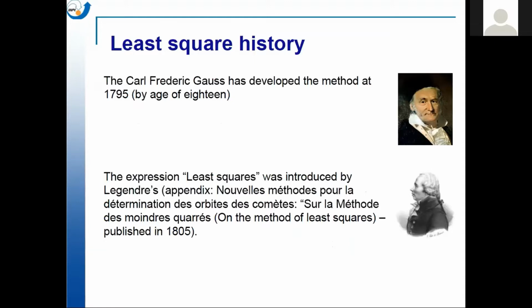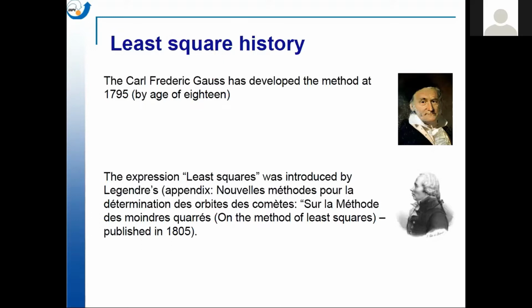Okay, and some brief history about least squares. Carl Friedrich Gauss developed the method in 1795 at the age of 18. The expression least squares was introduced by Legendre in an appendix of his Nouvelles méthodes pour la détermination de l'orbite des comètes, sous la méthode des moindres carrés.